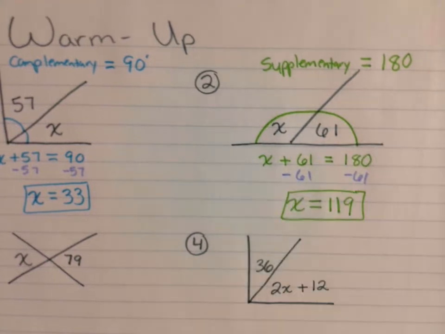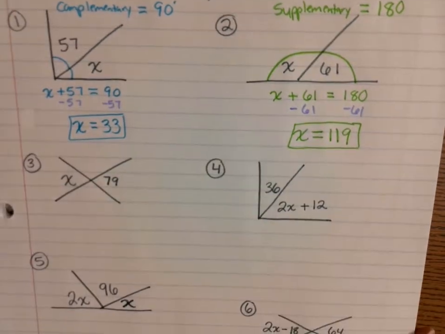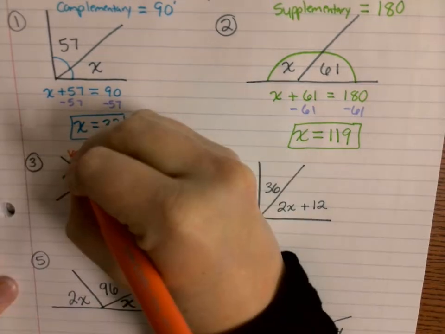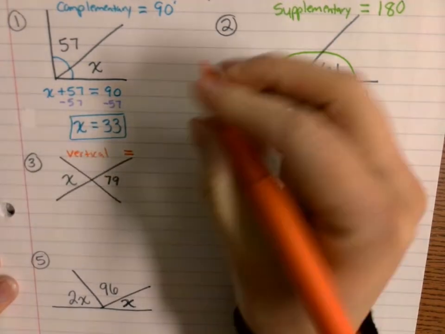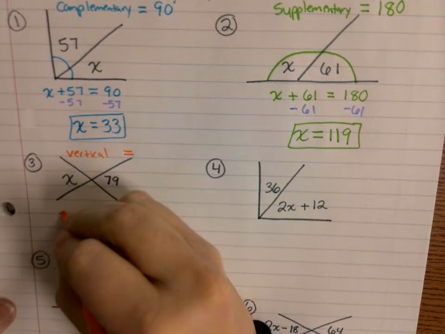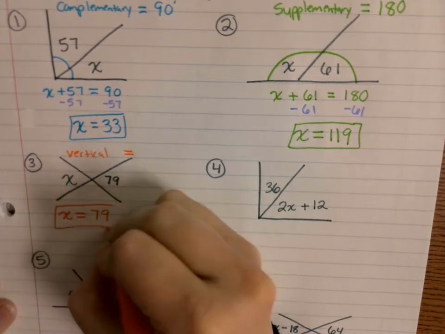Okay, for problem number three, these are vertical angle measurements. Vertical angle measurements indicate that they are actually equal to each other. So this is a vertical angle set. That means that it is equal to each other, so x is going to be equal to 79. There was nothing that we had to do to solve because x was already isolated.